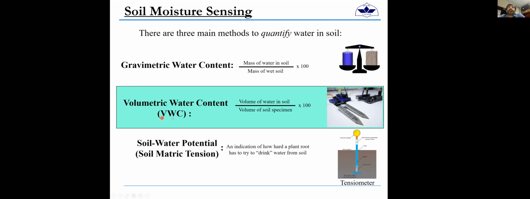Of course, we will be focusing here on volumetric water content. Why? Because it is most widely used, number one. Number two, there are very cheap sensors, as you have already seen in your field visit. I will also be telling you something about these sensors, which are based on a very simple principle of measuring the capacitance of the soil sample. These sensors actually provide you volumetric water content.